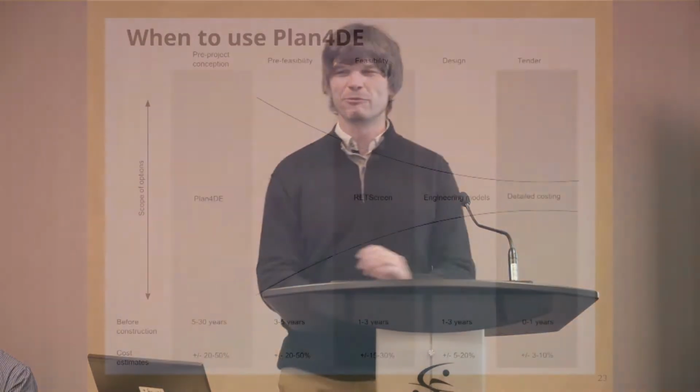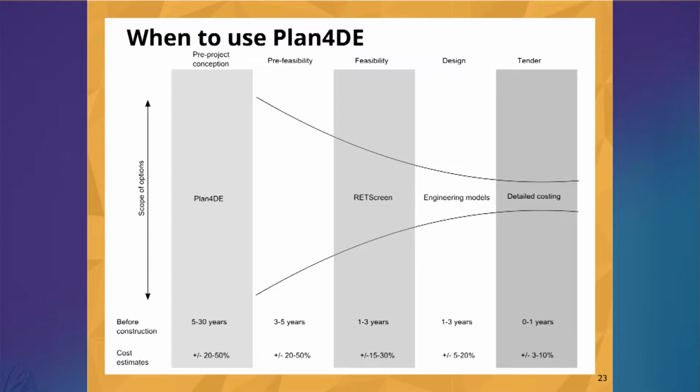So this is even before you're thinking about building a district energy system, when you're actually designing the built environment. We call it the pre-feasibility. It's the sphere that Plan4DE was really designed for. We say 5 to 30 years out, and plus or minus 25 to 50%.